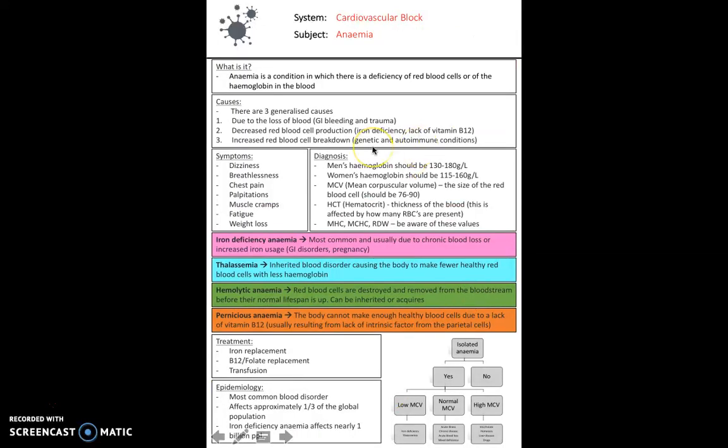Anemia next. This is a condition where there is a deficiency of red blood cells or hemoglobin in the blood, and there are several types of anemia that you can have, and these are highlighted here. There are other types, but these are the main ones.